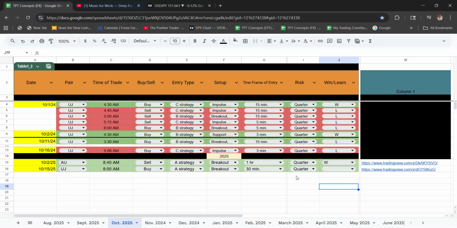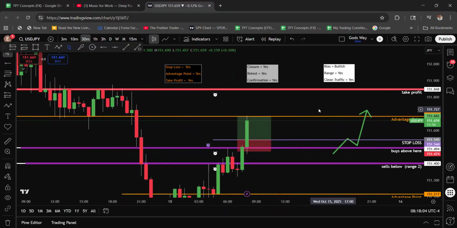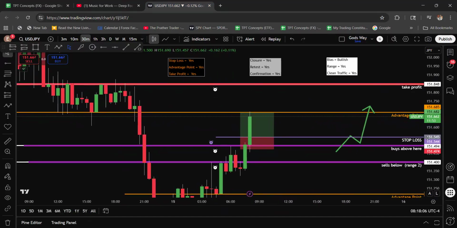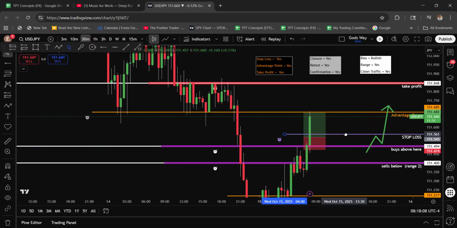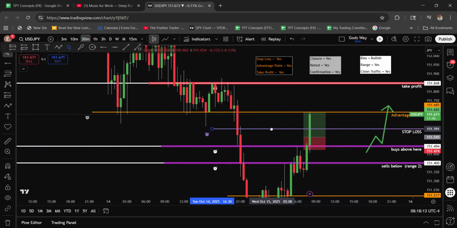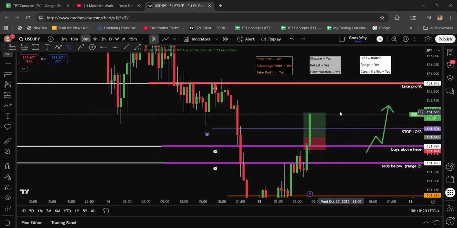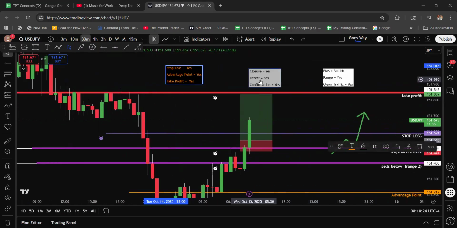Time is now 8:18 a.m. Let's see if price want to keep running. I'll move my stop loss and profit right up in here, right here. All right. I guess I can move the advantage point out of the way since that was hit. See if price want to run up and hit full TP.